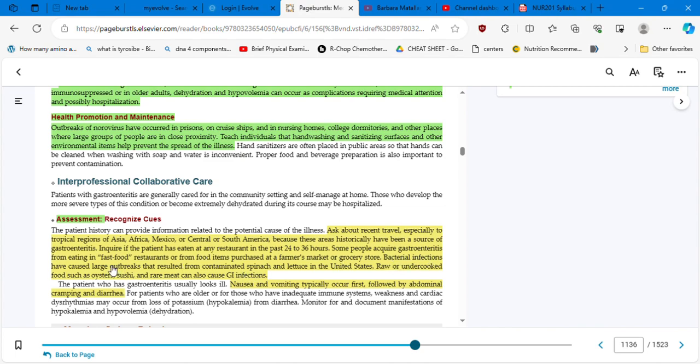Bacterial infections have caused large outbreaks that resulted from contaminated spinach and lettuce in the United States. Raw or undercooked food such as oysters, sushi, and rare meat can also cause GI infections. Nausea and vomiting typically occur first, followed by abdominal cramping and diarrhea.